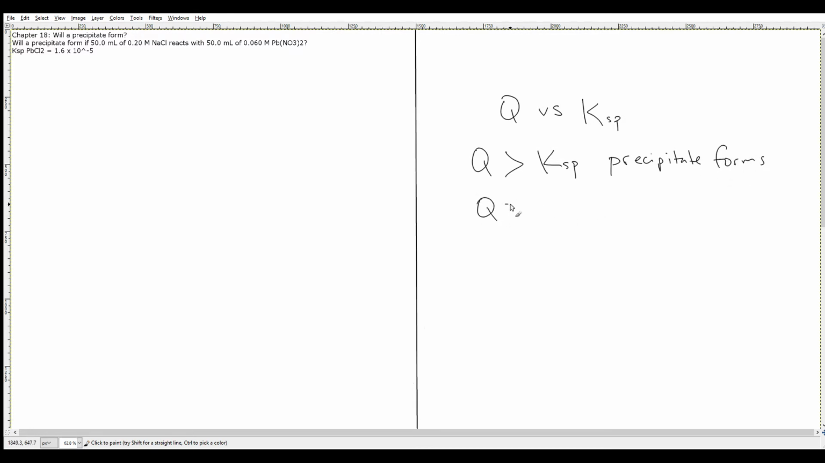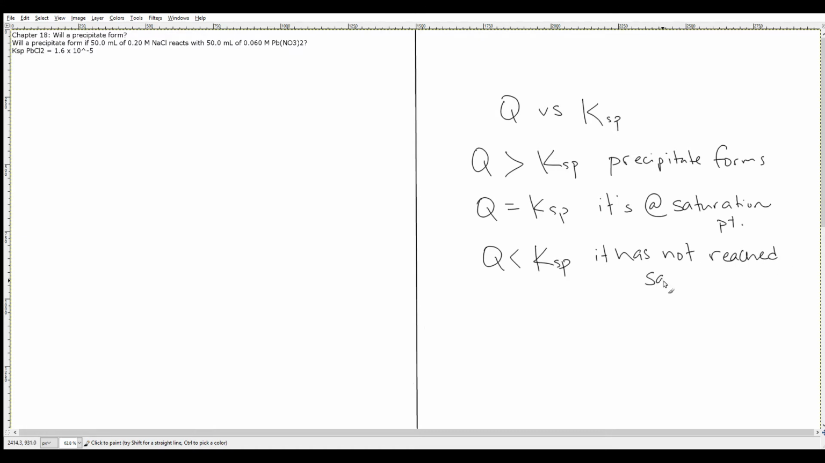If our values are equal, then it is saturated. It's at its saturation point. And if our Q value is less than our KSP value, then it has not yet reached saturation. So there's your mini lesson on predicting if a precipitate will form.